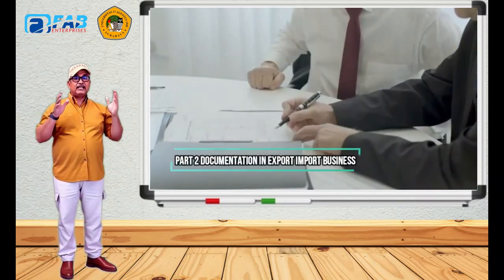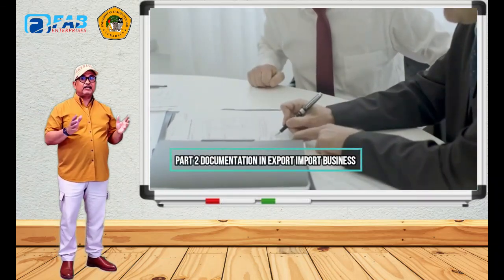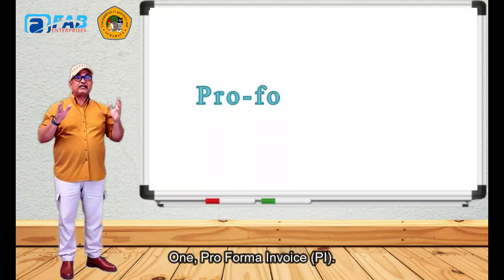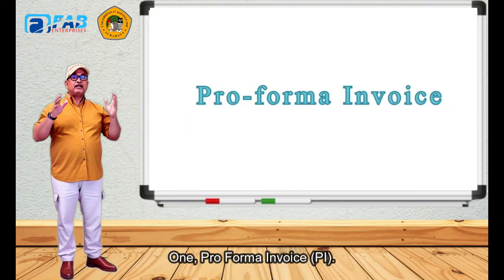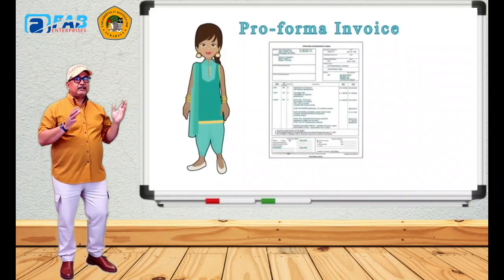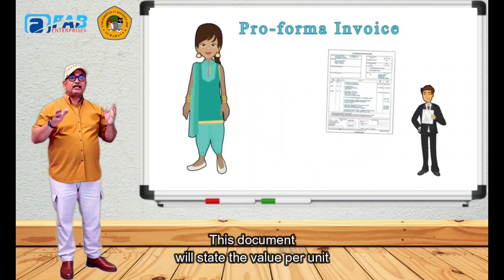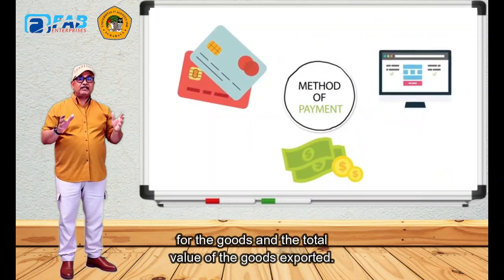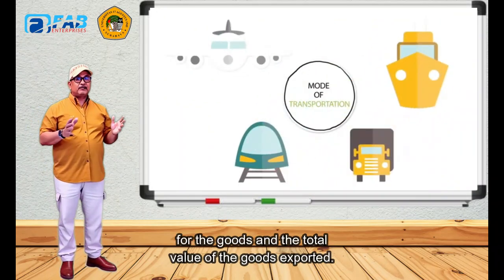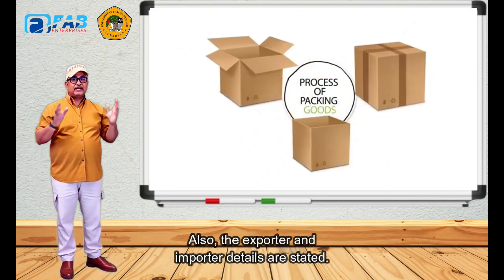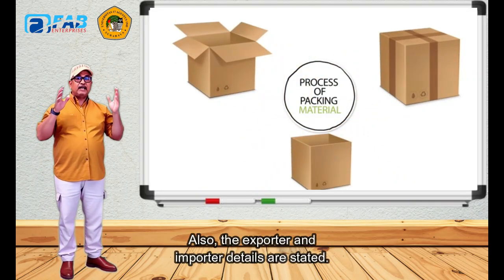Part 2. Documentation in Export-Import Business. 1. Pro forma invoice, or PI. This document will state the value per unit for the goods and the total value of the goods exported. Also, the exporter and importer details are stated.